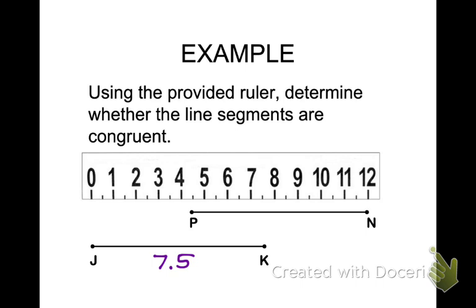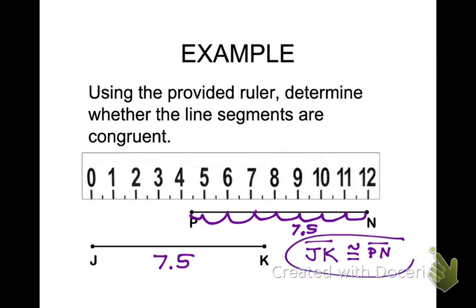And then P to N. This is how I would do it. I would do little loops. So 12 to 11 is 1, 2, 3, 4, 5, 6, 7. Looks like that's 7.5 also. So do they have equal measures? Yes. Are they congruent? Yes. So let's write out our notation. So line segment JK is congruent, an equal sign with a squiggle, to line segment PN, because they have the same length.